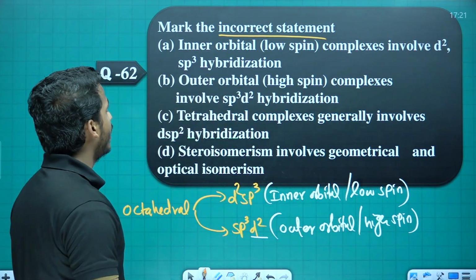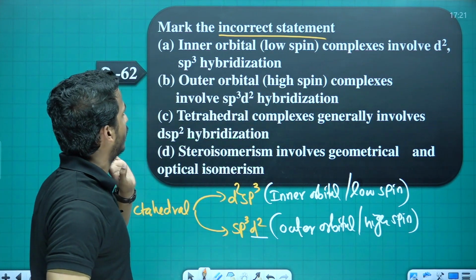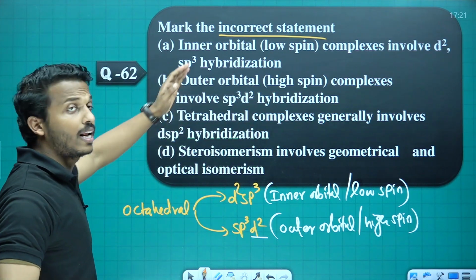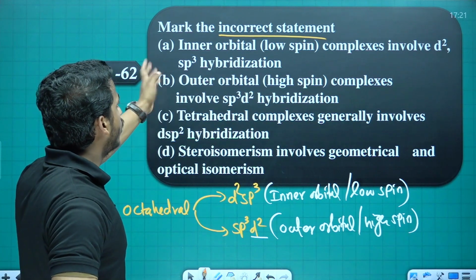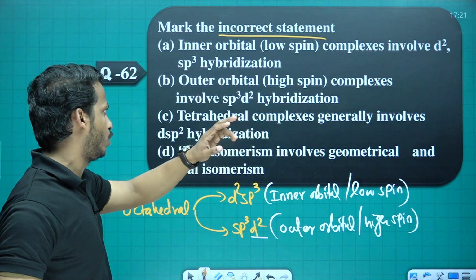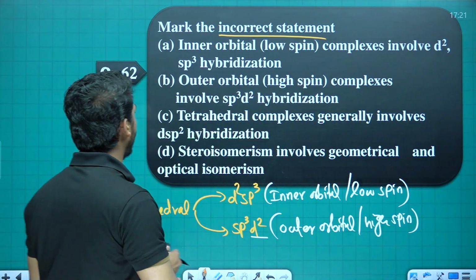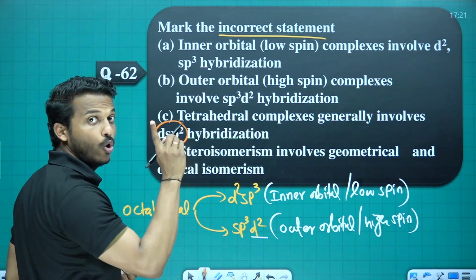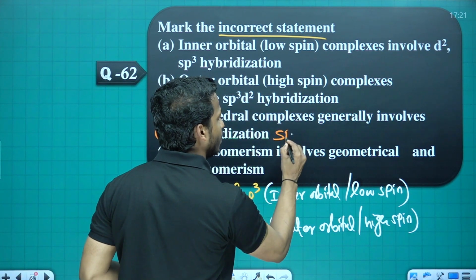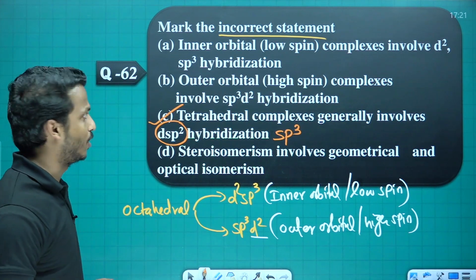Check it. Inner orbital low spin complexes involve d2sp3. Correct. They are asking which is incorrect. Outer orbital, that means high spin complexes, involve sp3d2. Correct. Tetrahedral complexes generally involve dsp2. No, for tetrahedral complexes, what is the hybridization, dears? sp3. So this is the incorrect statement.